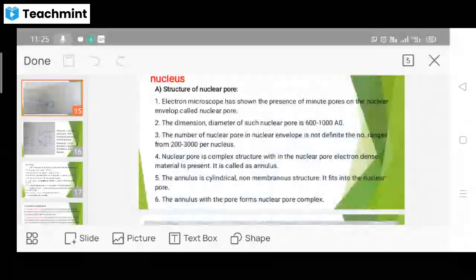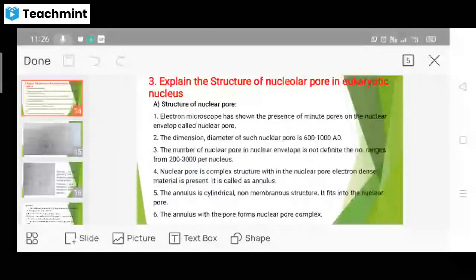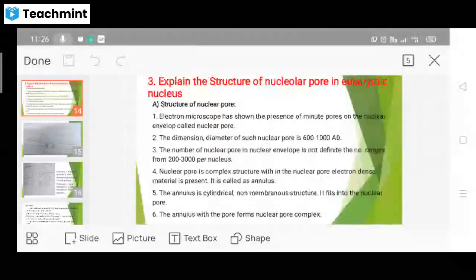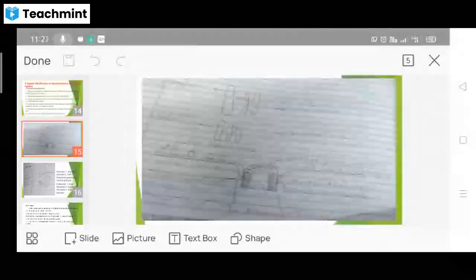Then in that nuclear pore, it is a complex structure, and in that complex the electron dense material is present, which is called annulus. The structure of this nuclear pore is somewhat cylindrical and non-membranous. So here this annulus forms the nuclear pore complex, जो आप फिगर में देख सकते हो. एट द सेंटर, इन सेंटर देयर इज द न्यूक्लियर पोर कॉम्प्लेक्स.